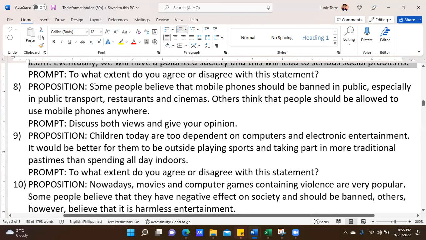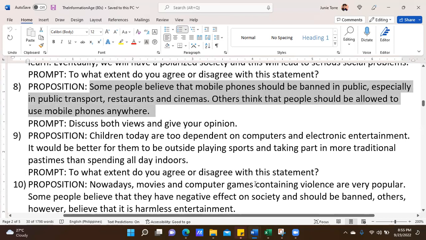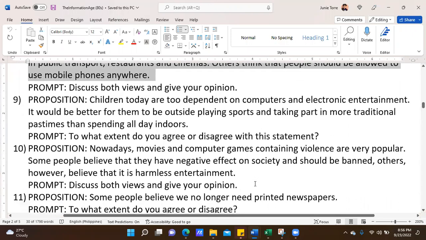Some people believe that mobile phones should be banned in public. Others think that people should be allowed to use mobile phones anywhere. That is, I believe that is your fifth, no? Fifth essay niya, no, guys, writing out of 20.